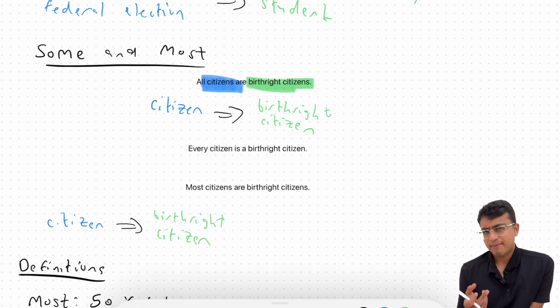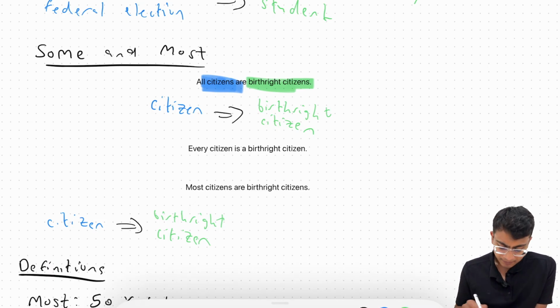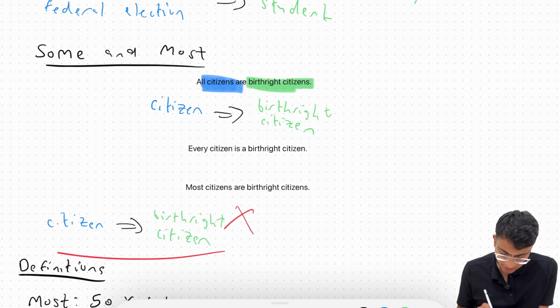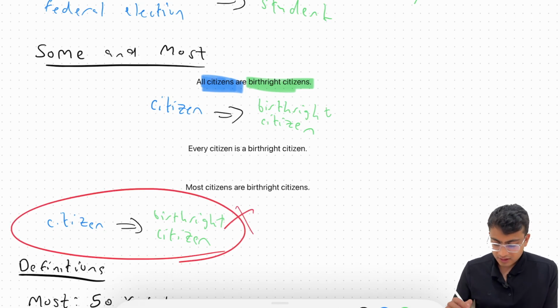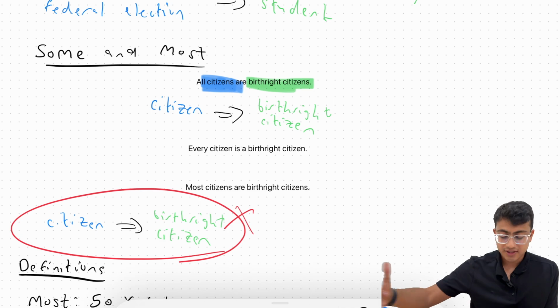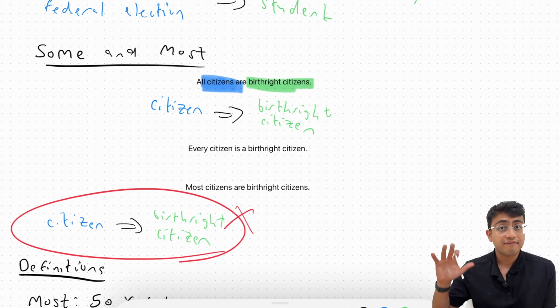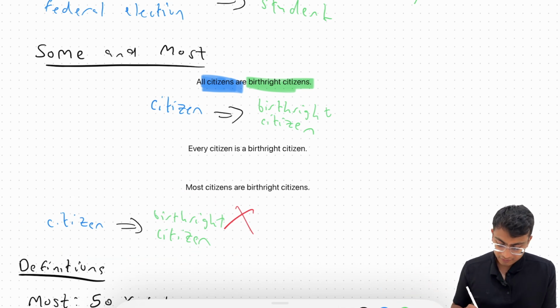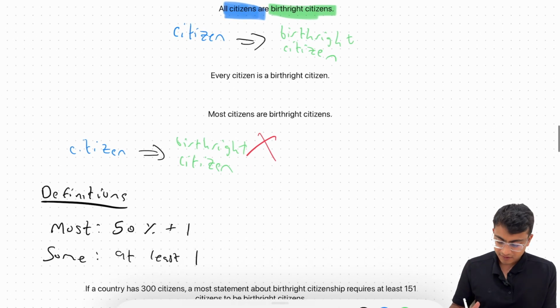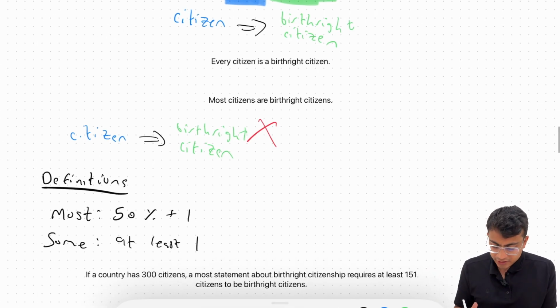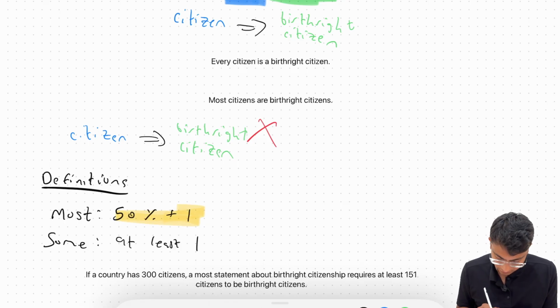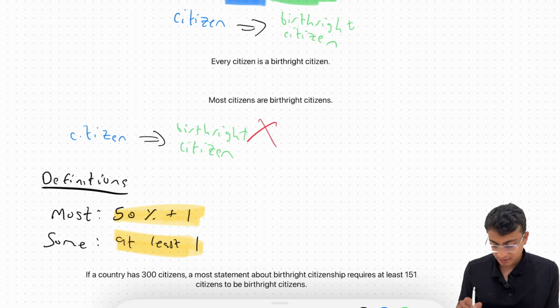But how do we diagram it? How do we capture that in conditional logic? I cannot diagram it like this. This is wrong. This diagram is a diagram for all citizens or every citizen. It's not a diagram for most citizens. So how do we diagram it? And before we talk about diagramming these things, let's begin with some definitions. What do most and some even mean? So most means 50% plus 1. And some means at least 1.